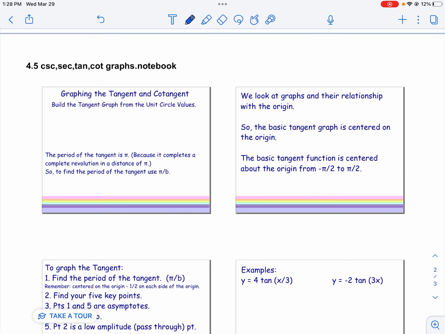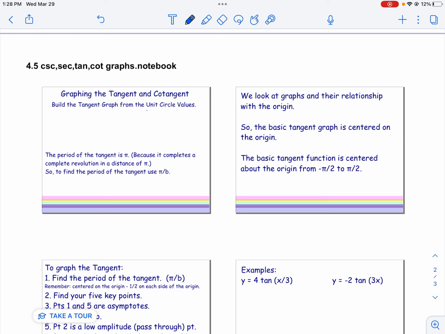Hi everyone, today we are talking about graphing tangent and cotangent graphs. We just did the notes for the cosecant and secant, and now we are moving on to tangent and cotangent. Alright, for graphing tangent we need to know a few things.